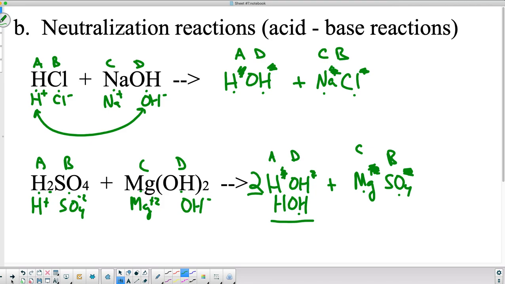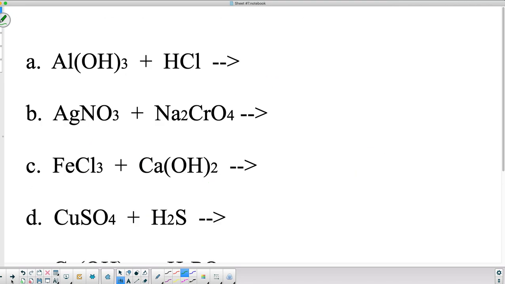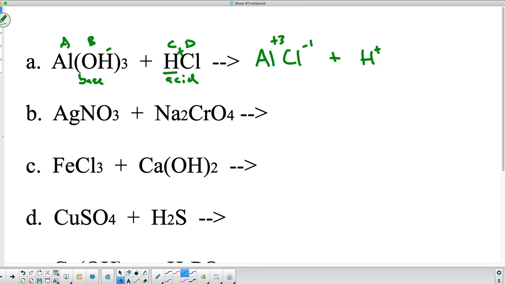Okay, let's take a look at one example of each. So here is A, and B, C, and D. A goes with D on the other side. So this is Al with a +3 and Cl with a -1. Now, the question is: do we have a precipitation reaction or a neutralization reaction? Here I have a hydrogen, so this right here is an acid, and this ends in OH, so that makes this a base. So here I have an acid-base reaction. That means on the other side over here, I got H+ and OH-.